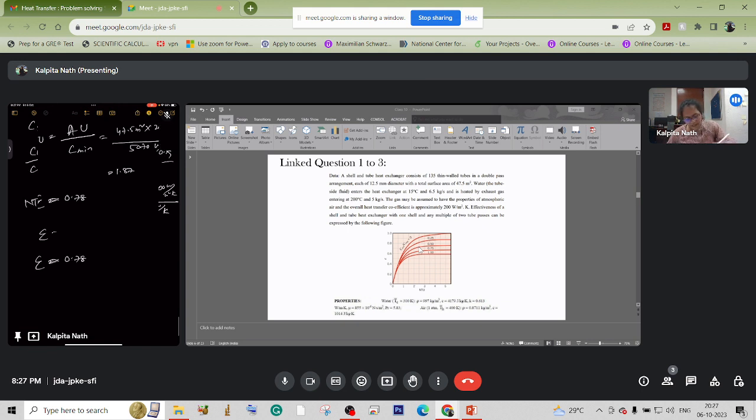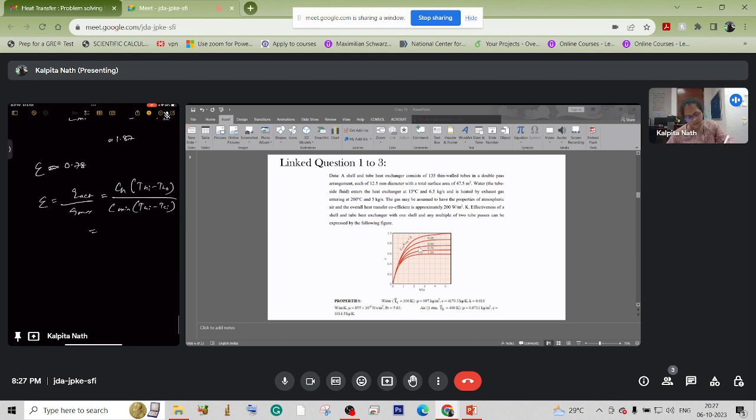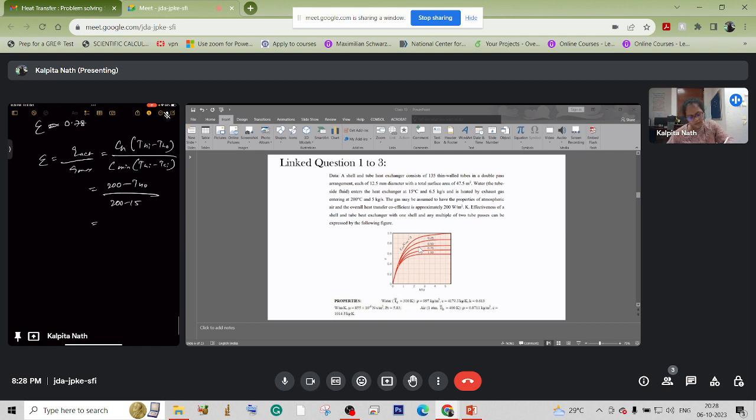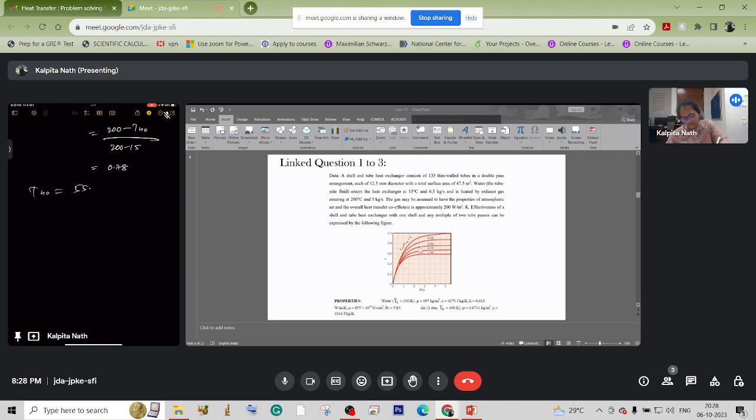Now epsilon is Q actual upon Q maximum. So this is CH times THI minus THO upon C minimum times THI minus TCI. So this is 200 minus THO upon 200 minus 15, which is 0.78, and THO, the hot fluid outlet temperature, is 55.7 degrees Celsius. This is option B.